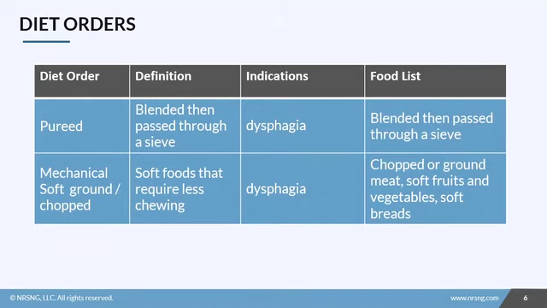Grind uses a food processor. Chop, cut with a knife. Typically, mechanical soft diets avoid raw fruits and vegetables, hard crusty breads, nuts, and seeds. Meats are ground, chopped, or gravies are added, or more tender cuts are used, etc.